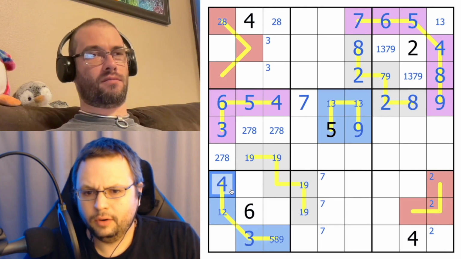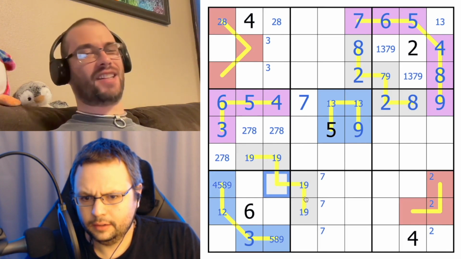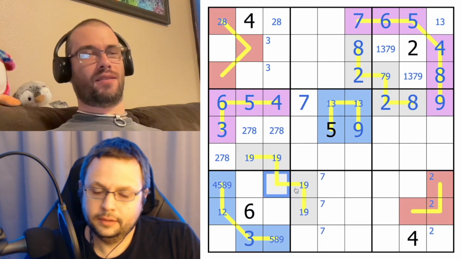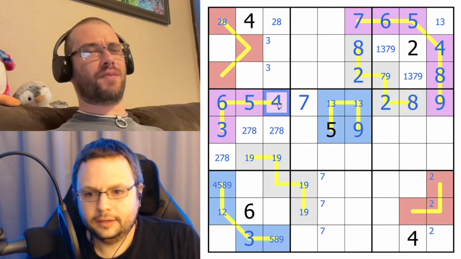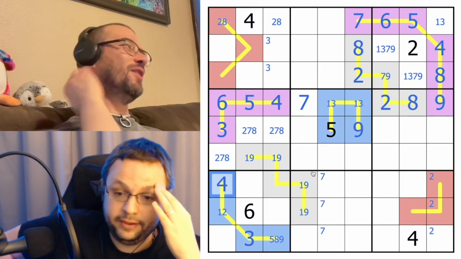Why can't 4 go in row 8, column 3? Because it can. Well, other than that. No, there's a... Oh, there's a 4 in the column. Beautiful. Okay. So, yes, 4 is placed.